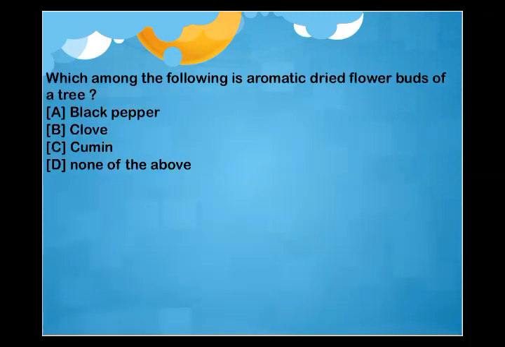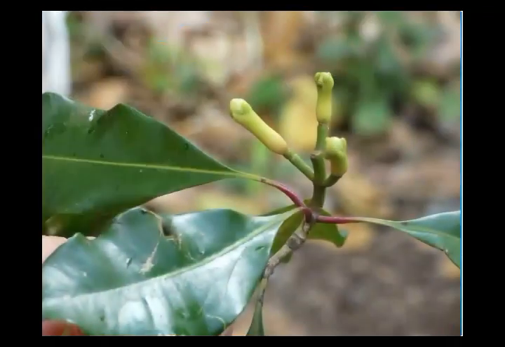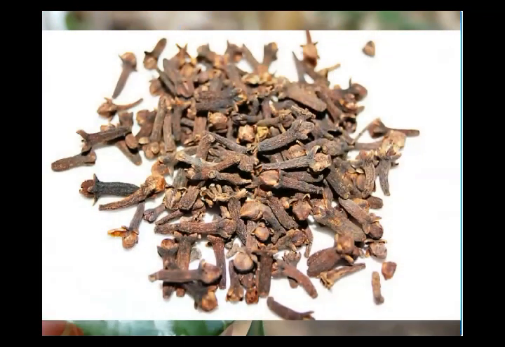Which among the following is the aromatic dried flower bud of a tree? The bud, which is aromatic, which provides the aroma, is used as one of the spices in our Indian culinary preparation. It is black pepper, clove, cumin, none of the above. The answer is clove. The clove comes from the flower buds, not the complete flower. In the early stage of the flower, as a flower bud, it can be used as a spice. This is how the spice is traded in the market.